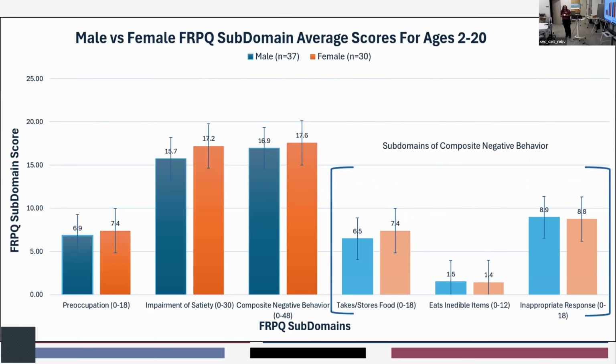We wanted to take a look at the FRPQ, the food-related problems questionnaire, and see the average scores and get an idea of where the majority of males and females were. We had 73 participants at the ages of 2 to 20. As we can see, females scored just slightly higher than males in our data. In the subdomain categories that make up the composite negative behaviors, females still score slightly higher, except for inappropriate responses to food, where males did score slightly higher on average.